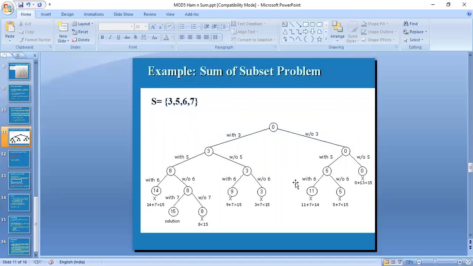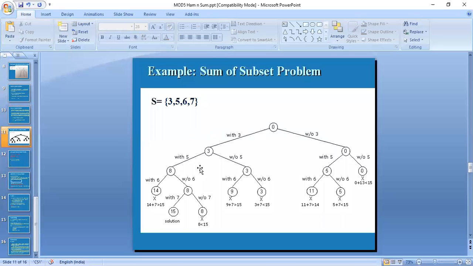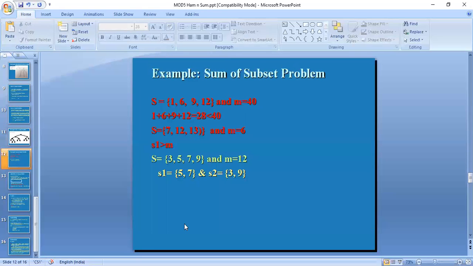And the two constraints you need to keep in mind: s' plus s_(i+1), if it is greater than m, you consider s' is too large and it becomes a non-promising node. If s' plus the summation of s_j for j equal to i+1 to n is less than m, then s' is too small, so it also becomes non-promising. So greater than m or less than m, it is considered to be a non-promising node. If you get the exact solution, then it becomes the solution, and you find out what the subsets are.